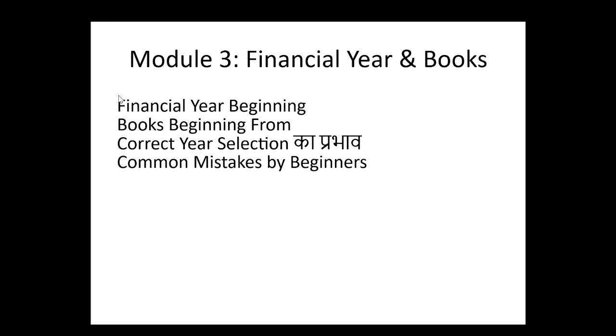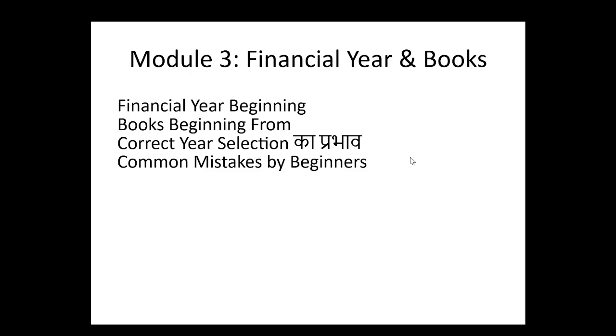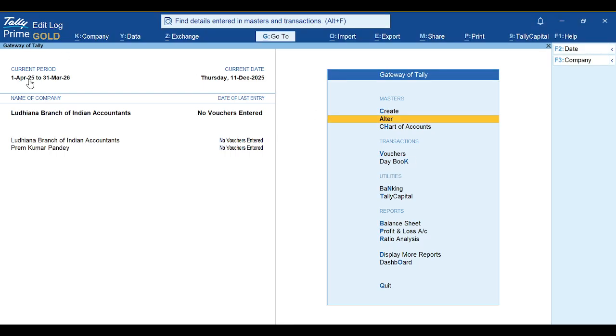Okay, this is about current year selection. Common mistakes by beginners: generally, we have to create or select a different year, and we are entering vouchers in any other period. Otherwise, if we do select the current period and we want to have the reports of a past period except the current period, it may be wrong sometimes.